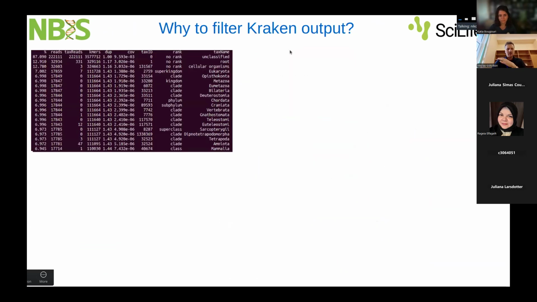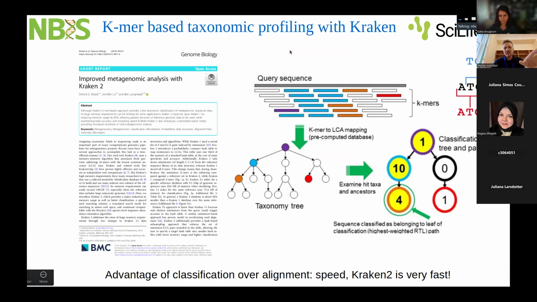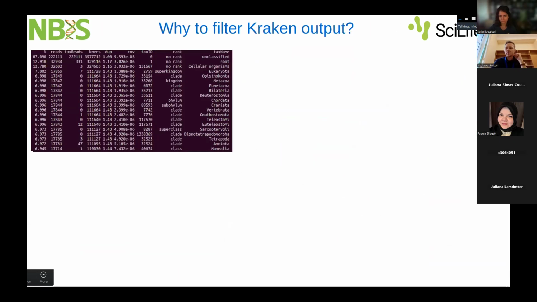So Kraken itself can be a little bit tricky for people if you're not used to reading the outputs from Kraken. It looks like this. You get this strange report with some strange metrics: tax reads, percentage of reads, COV, DAP. What does it mean? And these tax names, unless you're a very experienced evolutionary biologist, which I'm not, you probably get lost very easily here.